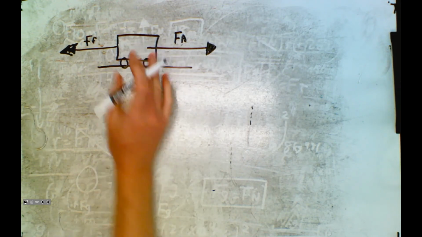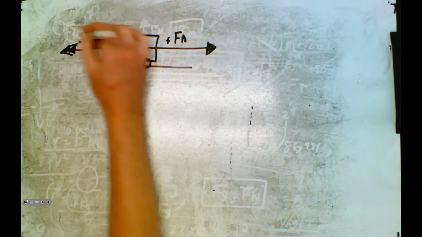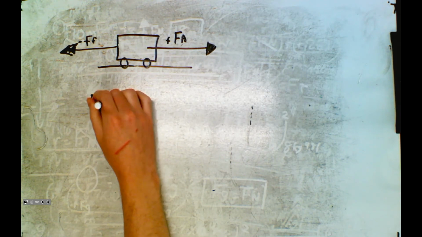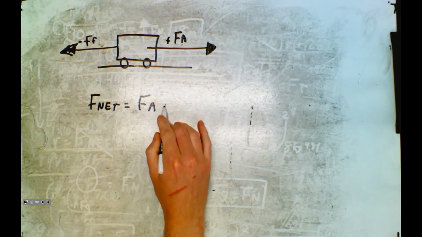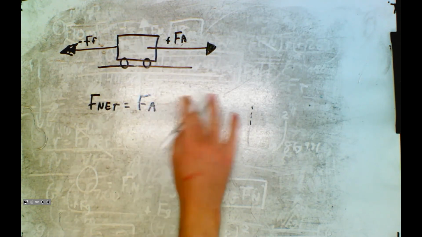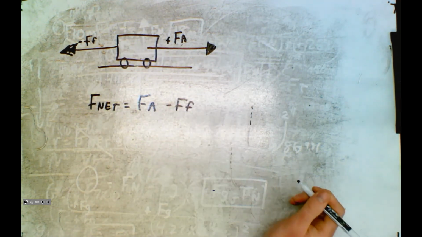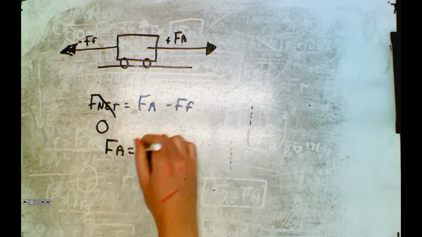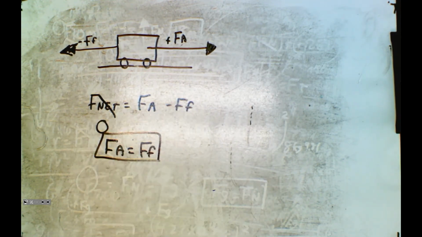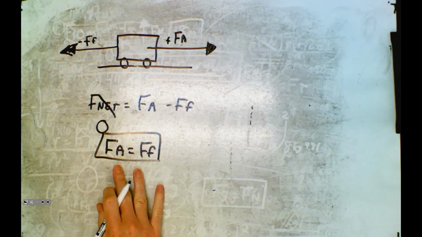When I end up doing my FNET equation, this is positive, this is negative. Well, FNET is equal to force applied, and instead of saying plus negative, I'm just going to say minus force of friction. To save a little bit of time, this is 0. What I end up getting is force applied is equal to force of friction. And that's what I get whenever I'm moving at a constant speed or whenever I'm stopped. I end up getting that they're equal to each other.